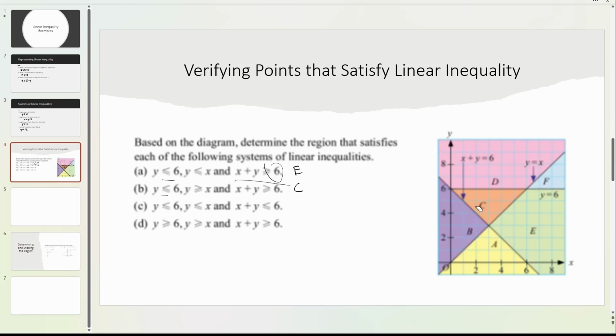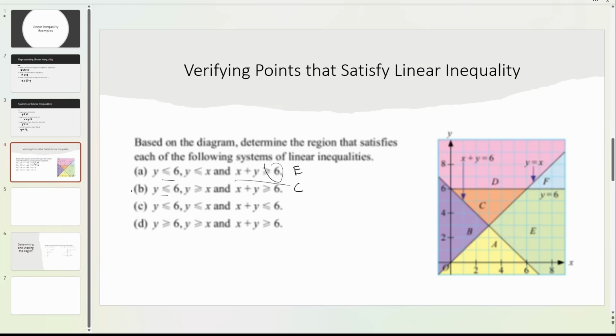Alright, next, y is less than or equal to 6, so it's down here. Y is less than or equals to x, meaning it's down here. And x plus y is less than or equals to 6, meaning it is beneath this. So the answer to this question is the region A.